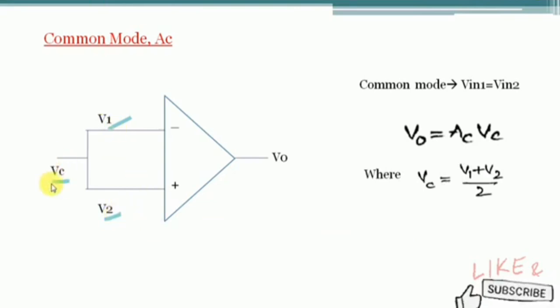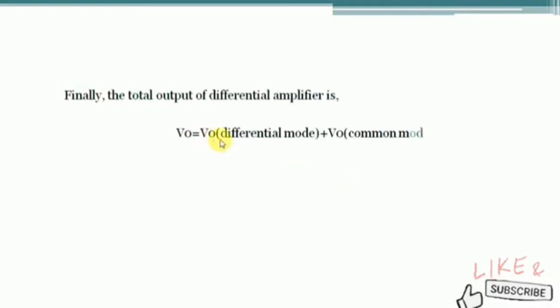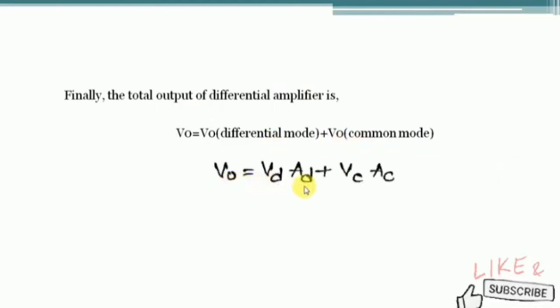Ideally, if a common mode signal is applied to an operational amplifier or a differential amplifier, this output voltage will always be zero. Why? Because it has to reject the noise signals or environmental signals. How much rejection this operational amplifier is giving, or whether it is able to reject these environmental signals, is defined by the common mode rejection ratio. Finally, the output voltage V0 is the V0 due to differential mode plus the V0 due to common mode. So the equation is V0 equals VD into AD plus VC into AC. This is the final expression of the output voltage of an operational amplifier or a differential amplifier.